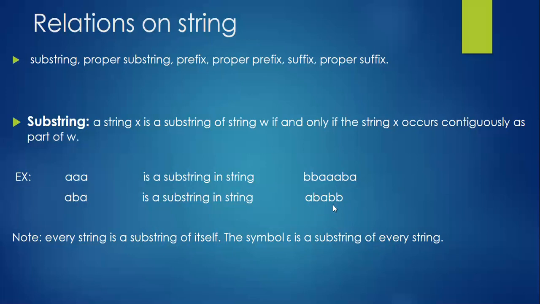If I ask a question like, write the substrings for this particular string W, A, B, A, B, B. A, yes, it is a substring. B is also a substring. AB is a substring, AB, AB we have. ABA, yes, it is a substring. ABAB is also a substring. Double B, yes, it is also a substring. Like that, and also at last, epsilon is also a substring. Remember this.